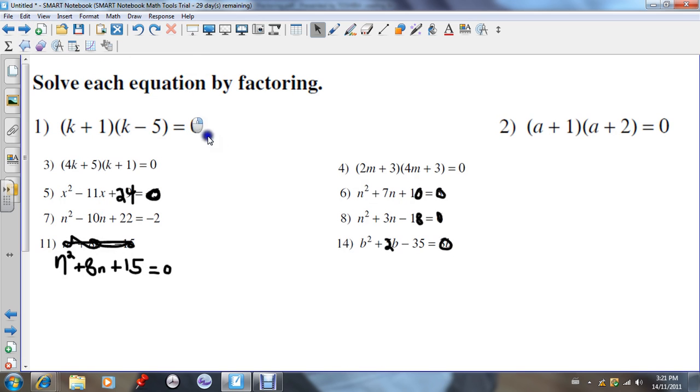Let's go to the next page. These are the questions I want you to do. Kind of messy, I know. You'll see the questions. Solve each equation by factoring. Some of these have been factored for you, like the top 4. Do them the same way as the question on the last page. If you need a refresher, watch the video again.